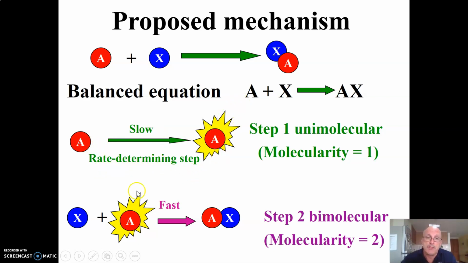Now you can see if I cross these out, this intermediate, you can see I end up with the overall equation. Therefore, I've satisfied the balanced equation. A plus X gives AX overall, and I have satisfied the rate law because X is not involved at all in affecting rate, and doubling the concentration of A would double the rate.